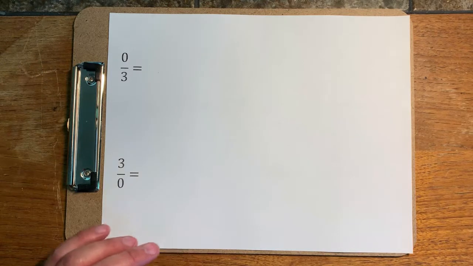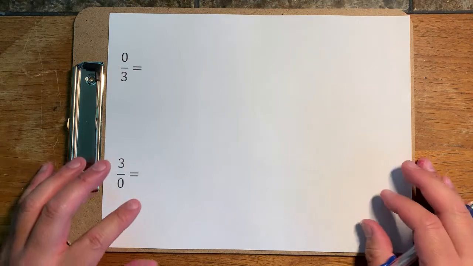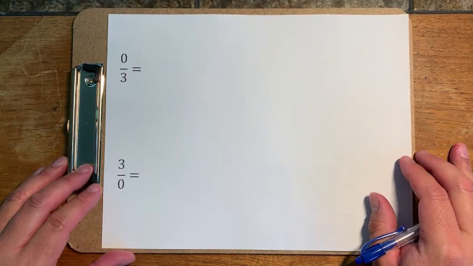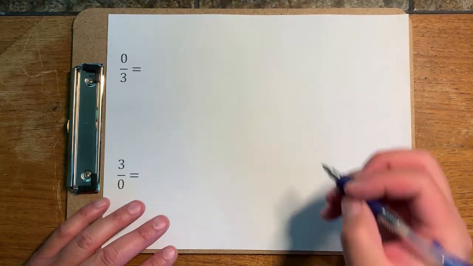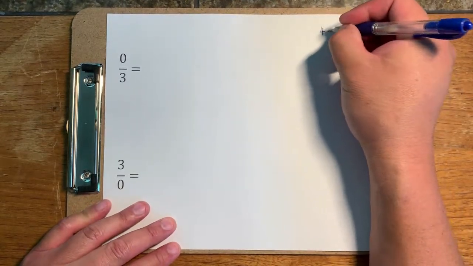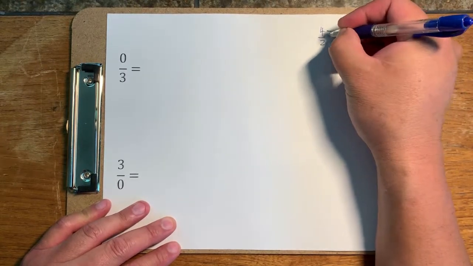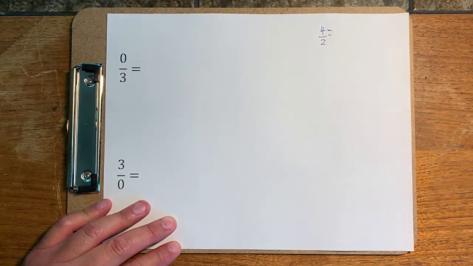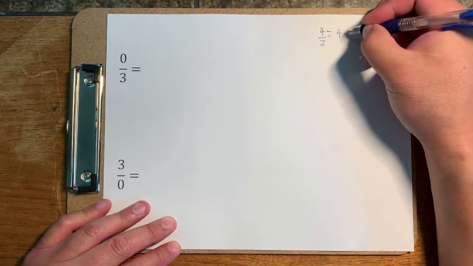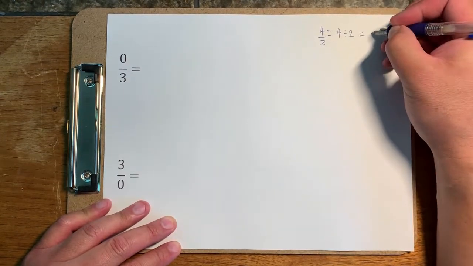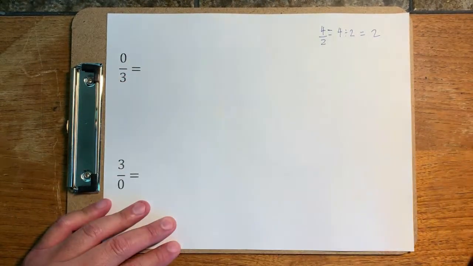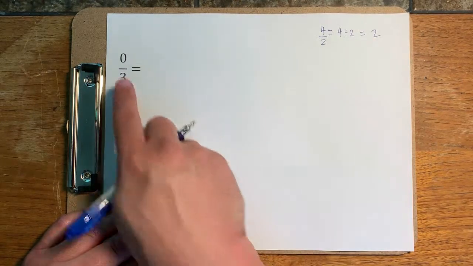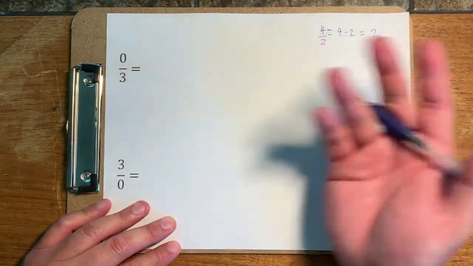Okay. Now comes my favorite problems. 0 over 3 and 3 over 0. Let's understand what these two things are, because this is something that's come up over and over in our class. Now, if I gave you something that looked like 4 over 2, you would say that's equal to 2. Why? It's because 4 divided by 2 is equal to 2. So a fraction is simply a division. 0 divided by 3 turns into 0.